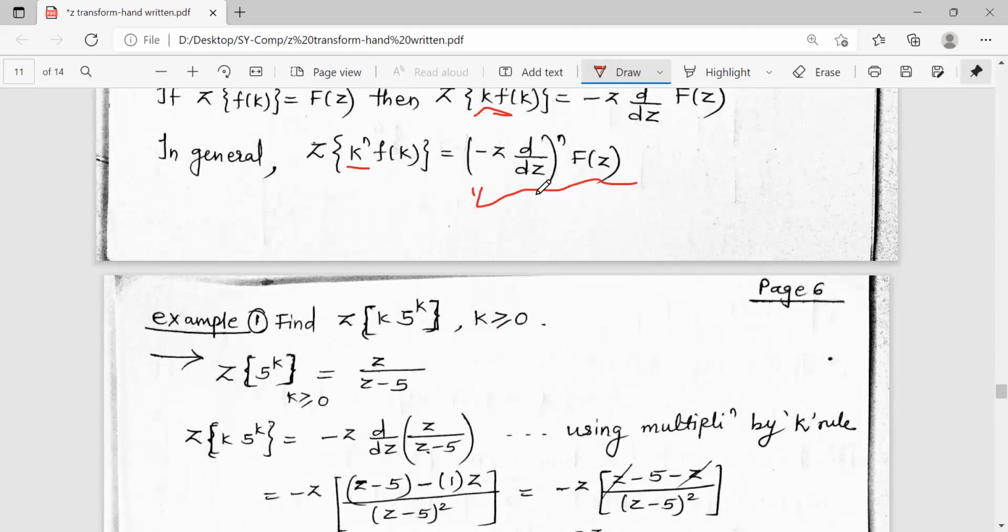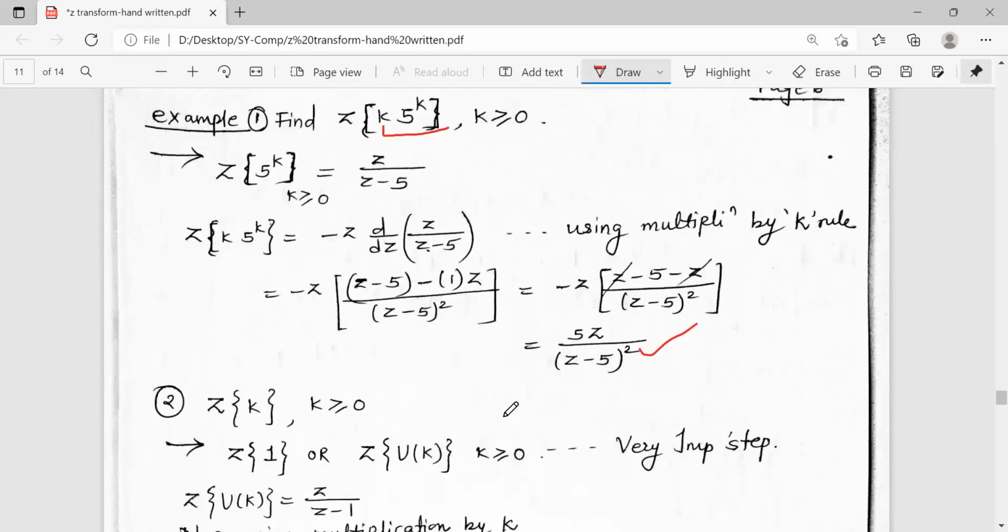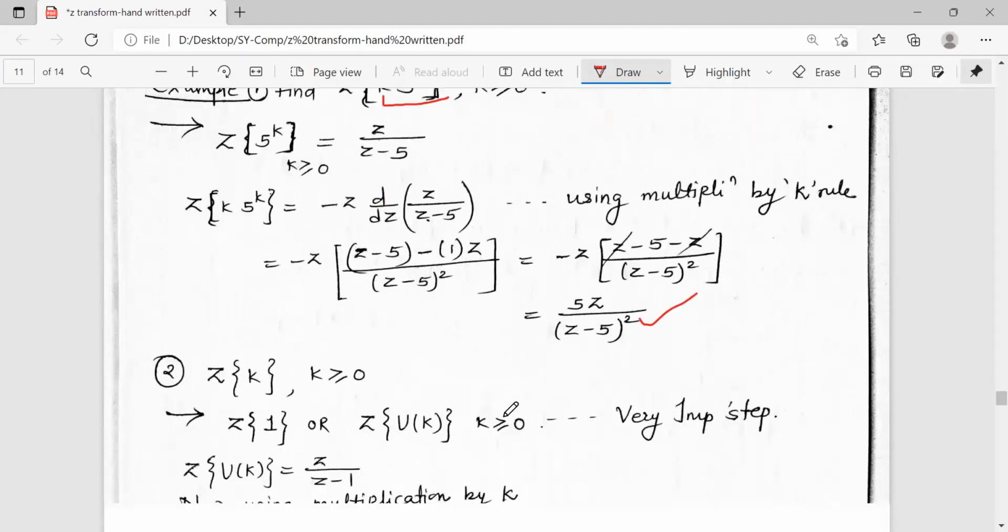And therefore, using this property, we have this example: k into 5 raised to k. What is the transform of 5 raised to k? That is given as z upon z minus 5, using the standard sequence a raised to k. And when it is multiplied with k, only k raised to 1, that means you have to differentiate this z upon z minus 5 with respect to z and multiply with minus z. It gives you the answer 5z upon z minus 5 whole squared. Standard form. Okay. So this is the property. Most of the time we use this multiplication property.